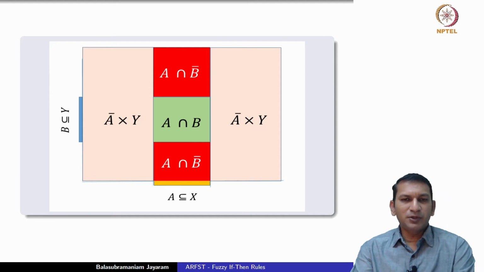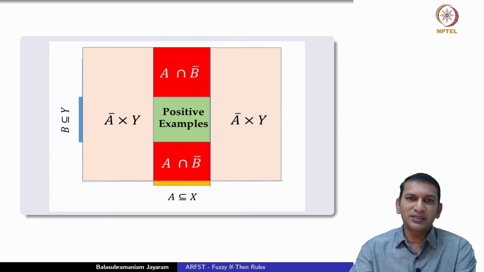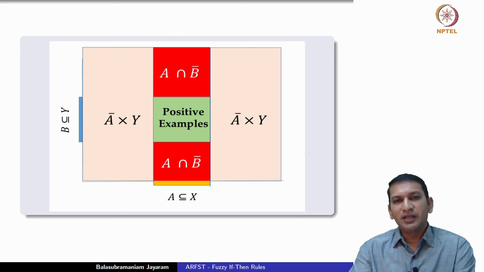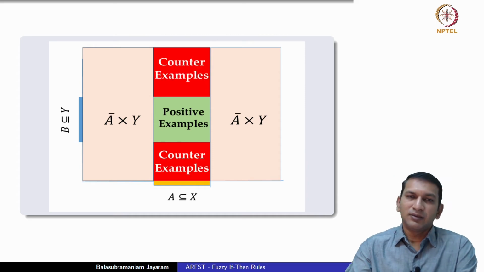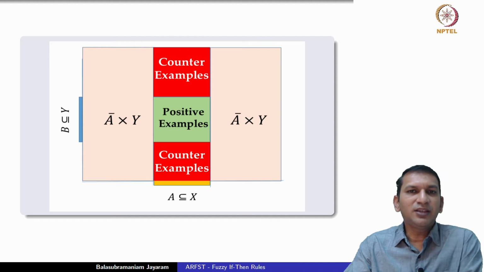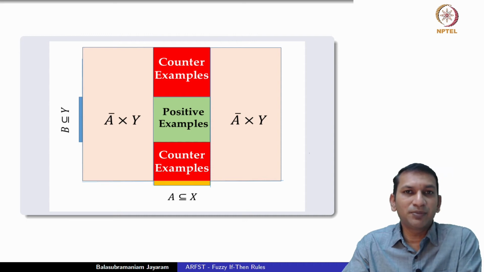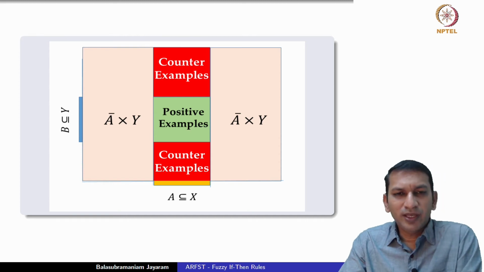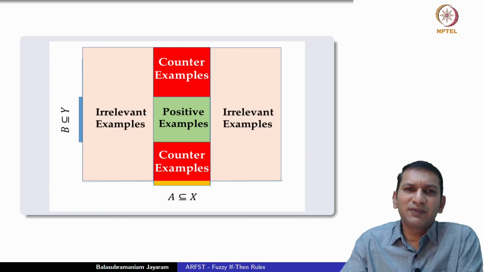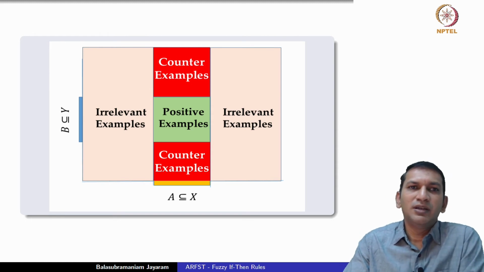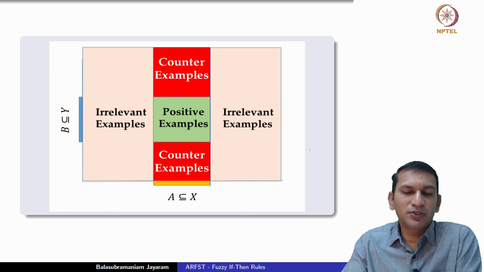Now if you look at the pairs belonging to the green region A intersection B, essentially they are the positive examples. They tell you if X is U, then Y can be V. The ones in the red region, the ordered pairs, they are the counter examples. They tell you there is an X which is equal to U coming from A, but look at it, V is not in B. So these are the counter examples. What about A bar cross Y? Essentially these are irrelevant examples because the moment U does not belong to A, we do not know. They do not either enforce or contradict the given conditional, the given piece of knowledge.